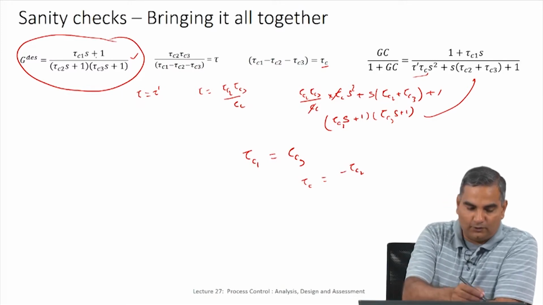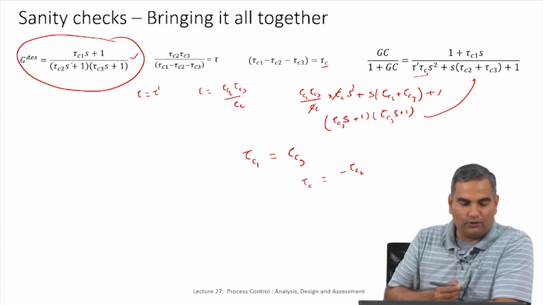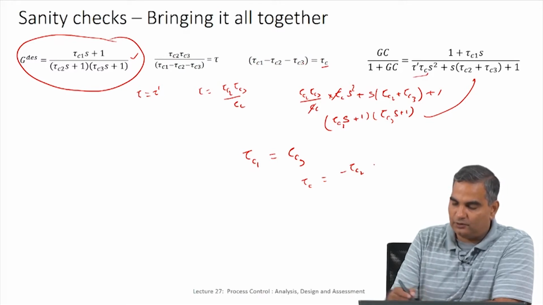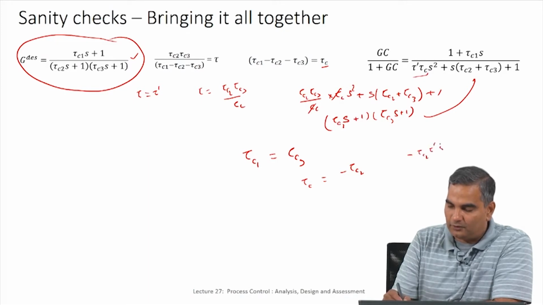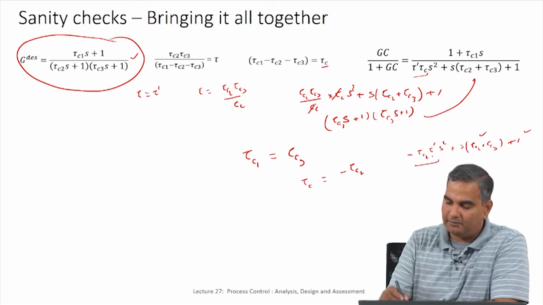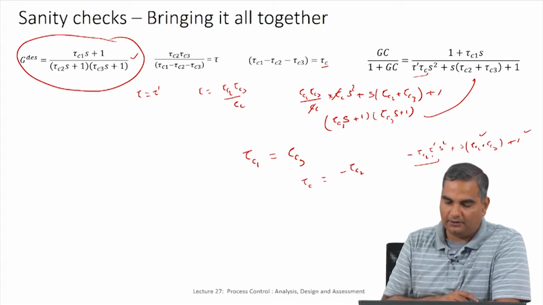Now, if I set tau C1 equal to tau C3 to make sure that I get only a form of 1 over tau C s plus 1, then from this equation tau C1 and tau C3 will get cancelled. Now, tau C will become minus tau C2, then you will have minus tau C2 tau prime s squared plus s into tau C2 plus tau C3 plus 1. This could be a positive number, this could be a positive number, but I basically have a problem here because I get a negative number here, which will again lead to unstable behavior.